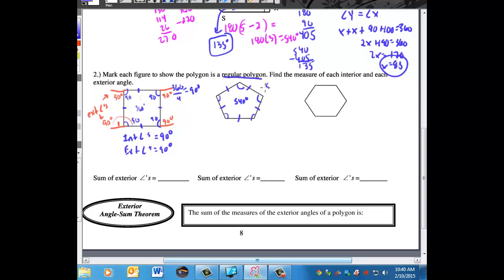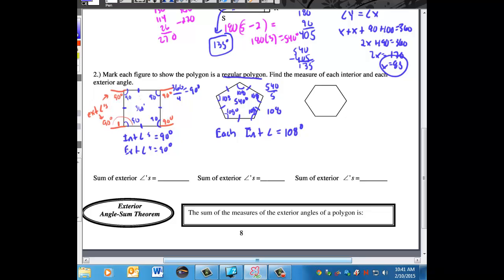Well, if we have 540 degrees and we have 5 angles, each angle is going to be 108 degrees. Now, that should make sense because when I look at all of these internal angles, they look to be obtuse. We can go all the way around, 108 degrees.